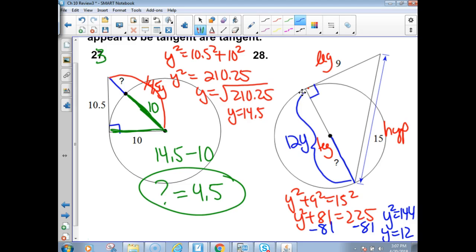All right, so if that's 12, then how big is the radius? The diameter is 12. The radius would be half of that, so it'd be 6. So the answer is the question mark equals 6.